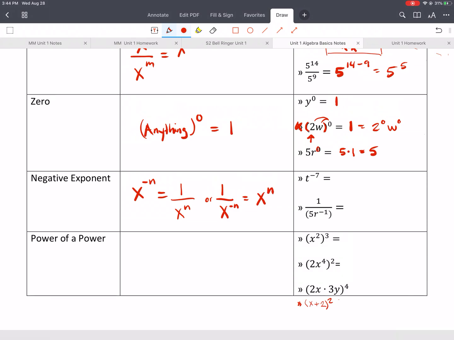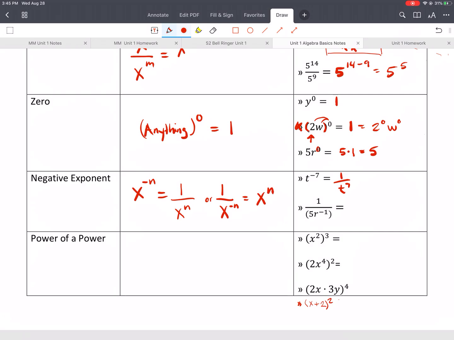Okay, so for example, t to the negative 7, well, that's just the same as 1 over t to the 7. Sorry, I didn't say negative. T to the negative 7 is the same as 1 over t to the positive 7. Okay, now look at this next one. See if you can do that. Pause if you can. This one may be a little tricky.